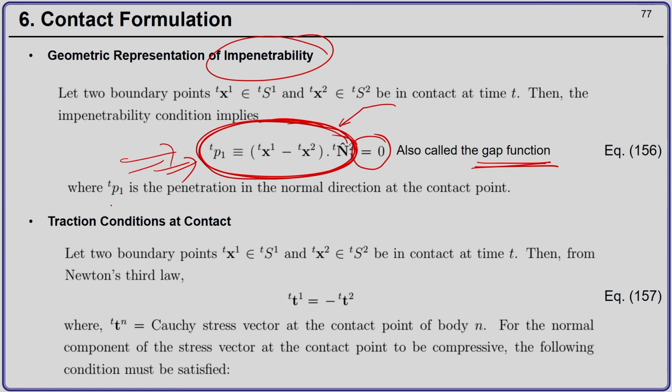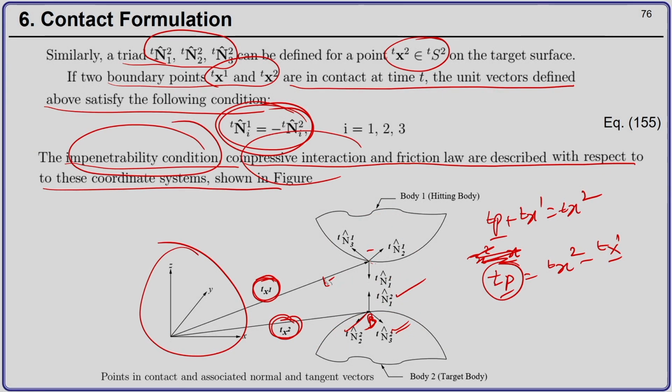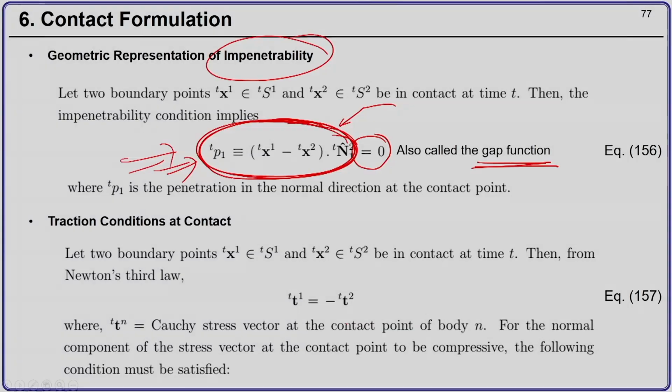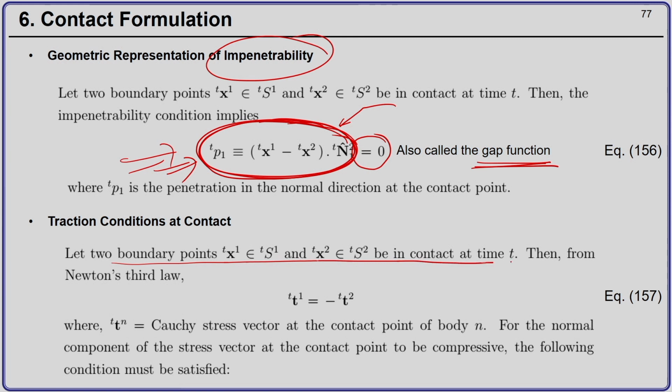Now, in the tangential direction. So, this was along the normal direction. Now, what happens in the tangential direction? If the two points are in contact, then depending on the tangential traction, the body may slip or the body may stick. If the two boundary points are in contact at time t, then from Newton's third law, you would know that the contact tractions at the contact point are equal and opposite.